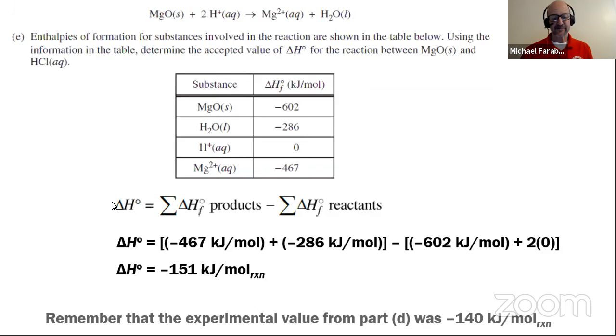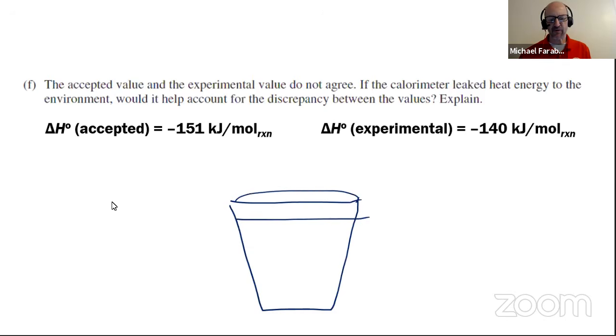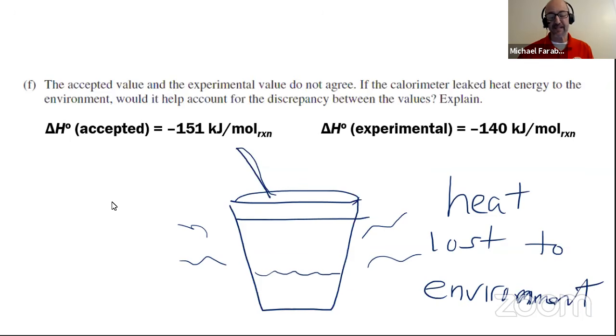All right, in the next part, the accepted value and the experimental value do not agree. If the calorimeter, so again, our calorimeter would look like this. We have some kind of a polystyrene coffee cup. We have a thermometer in here that's recording the change in temperature. Inside the cup is the solution. If for some reason heat somehow leaked out of the calorimeter and into the environment, okay? So if somehow heat was lost to the environment, would this help to account for the discrepancy between the values?